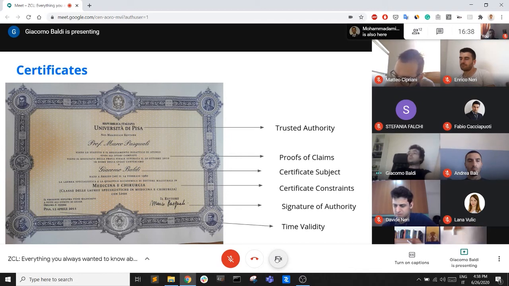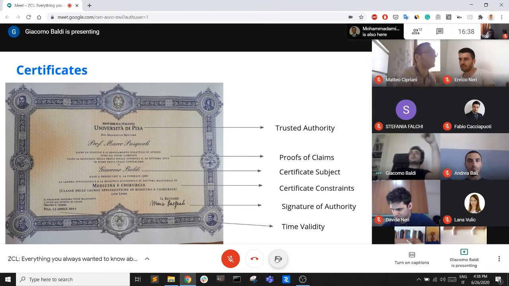There is no end validity in this certificate, because this is just a knowledge certificate, but there could be an end validity in the other certificate I was talking to you about, if you do not, for example, pay the subscription to the medical guild.